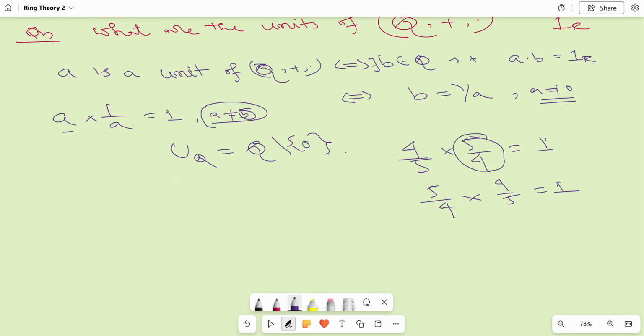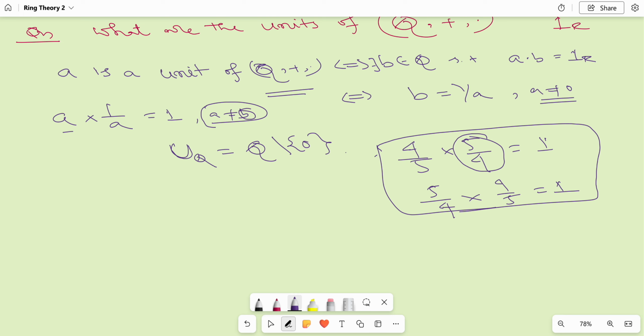So units of Q is denoted as U of Q. This is actually Q minus 0, right? So every non-zero element is a unit. So if you ask a question, you may ask this kind of question: give me an example of a ring such that every non-zero element is a unit. So Q, plus, dot, this is an example of such a ring, right?